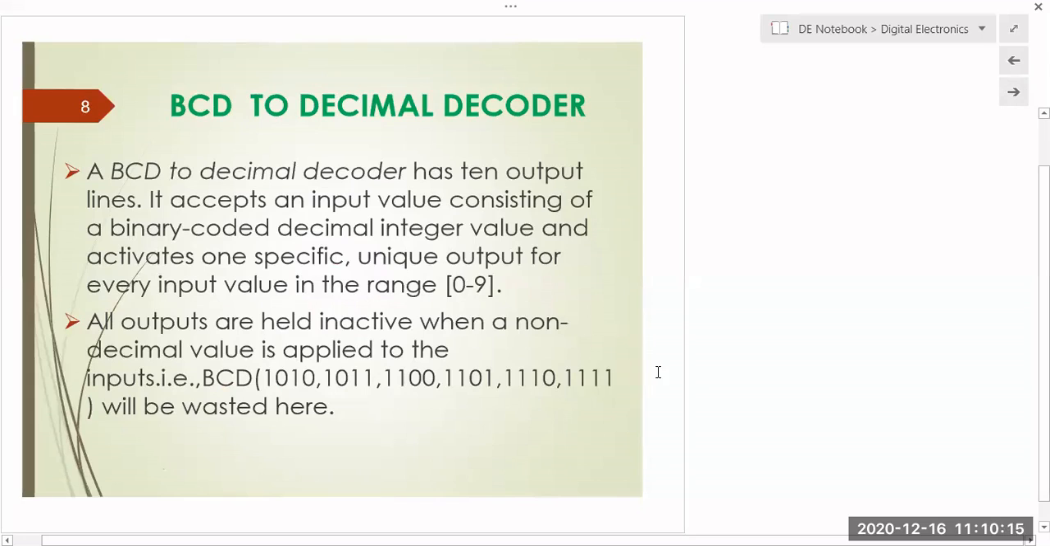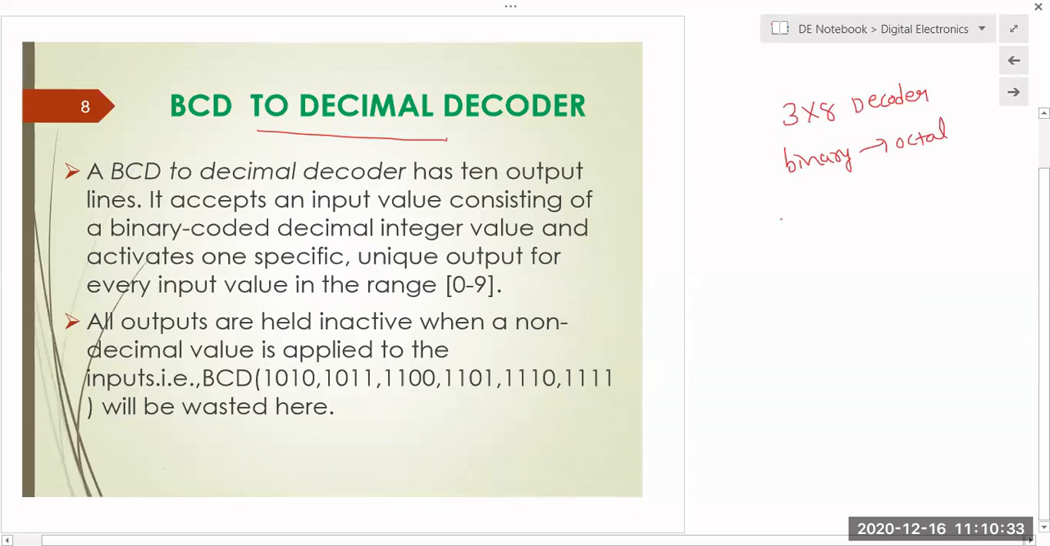Okay, and the next one is your BCD to decimal decoder. Till now we have discussed the 3/8 decoder. What does a 3/8 decoder do? Binary to octal conversion.